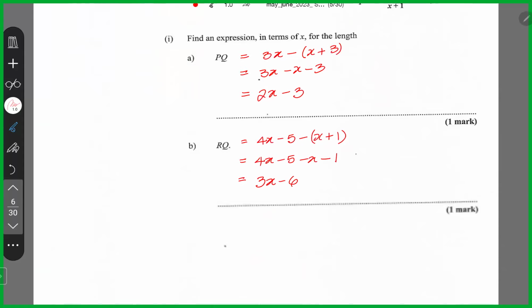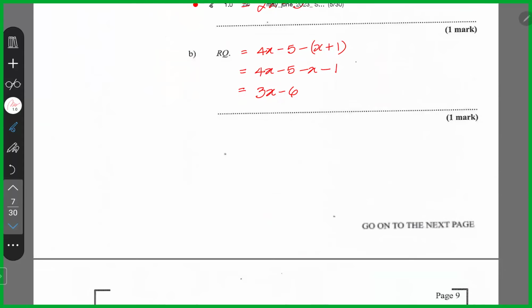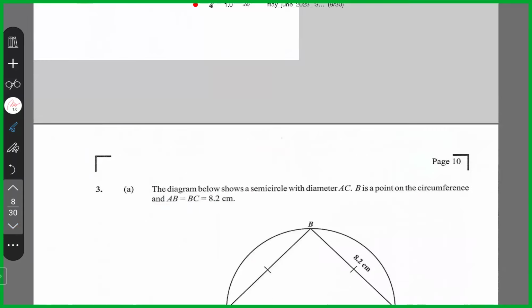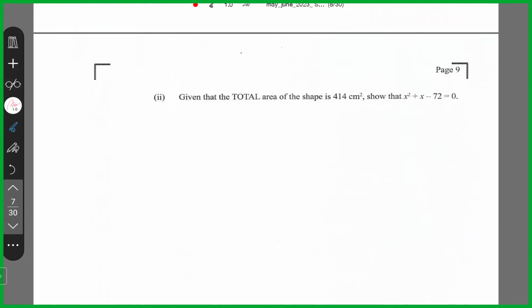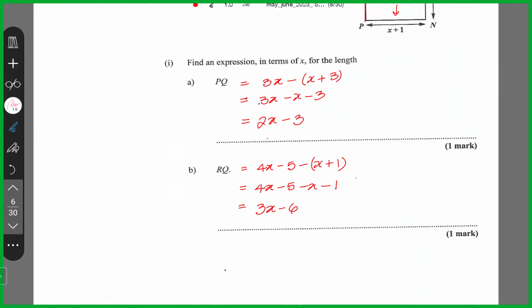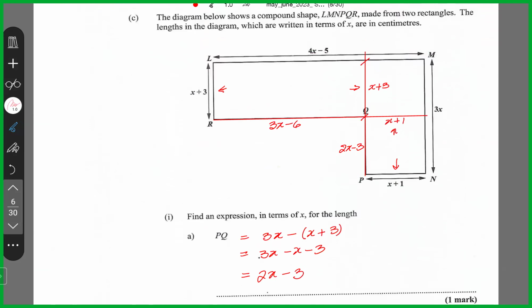All right, what else? Next, we are asked to, let's see. It says, given that the total area of the shape is 414 centimeters squared, show that x squared plus x minus 72 is equal to 0. So let's have a look at this. How could we possibly determine the total shape?